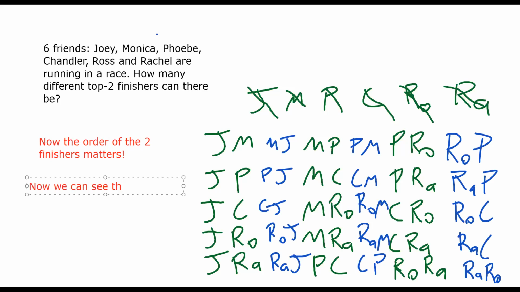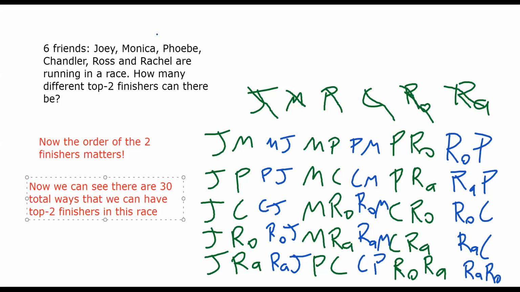Now we can see there are 30 total ways that we can have top 2 finishers in this race. If you want to know the number of ways you can have your top 3 finishers, that becomes even nastier, a much bigger problem. Because you can think, all right, how many different ways can I make a group of 3 of these friends from a pool of 6 of them? And then I also have to calculate how many ways I can rearrange those 3 friends on top of that. So it becomes an even more complicated problem.